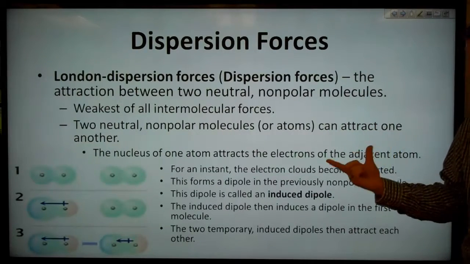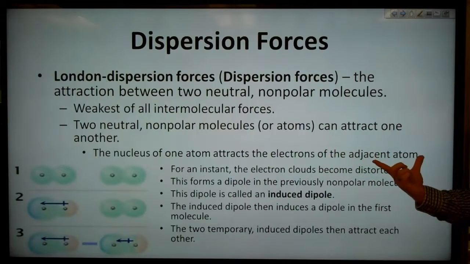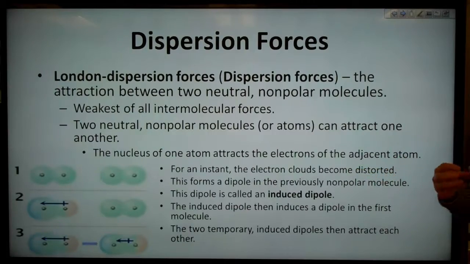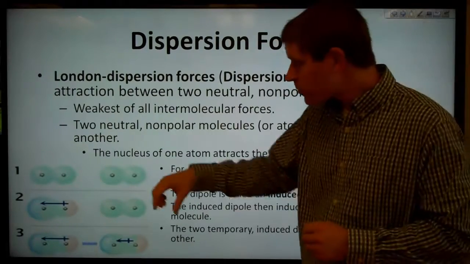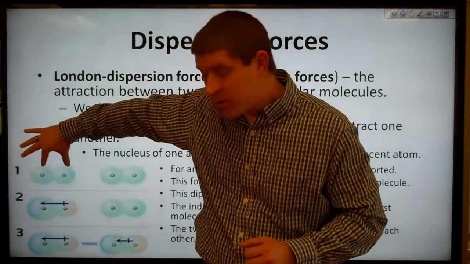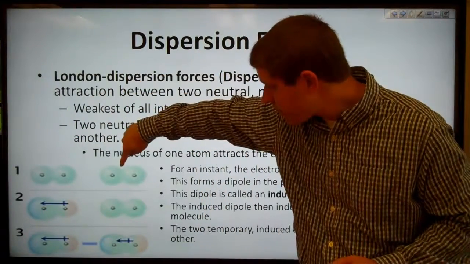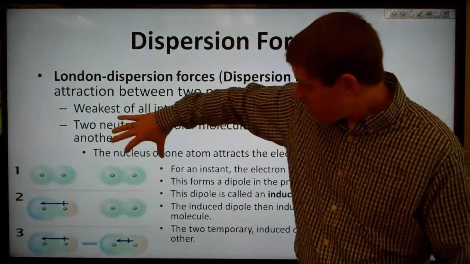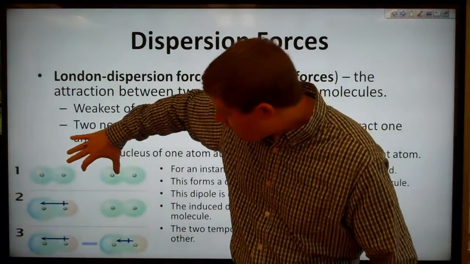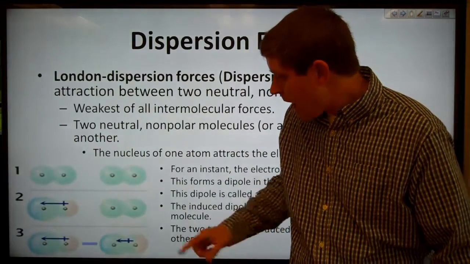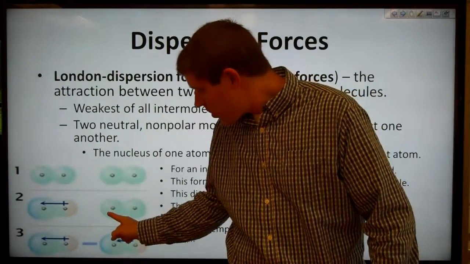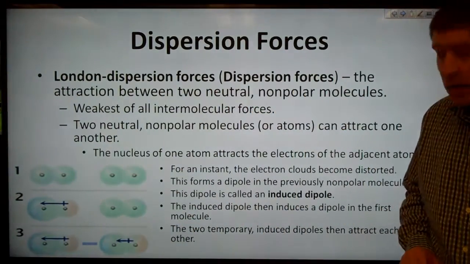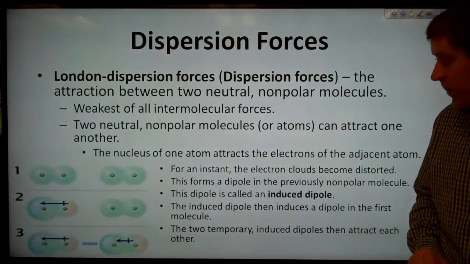Now this occurs because the nucleus of one atom attracts the electrons of the adjacent atom. And for an instant, the electron clouds become distorted. So we start out, and as we get our atoms closer together, the nucleus of one atom will interact with the nucleus of the other atom. So let's move these molecules closer together. And now this nucleus begins to affect that molecule.